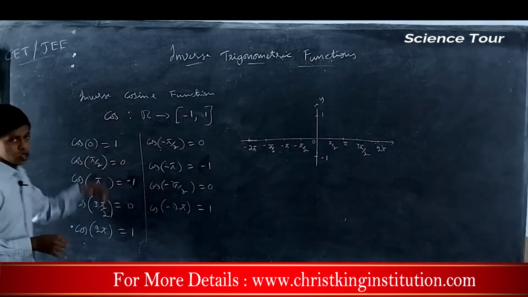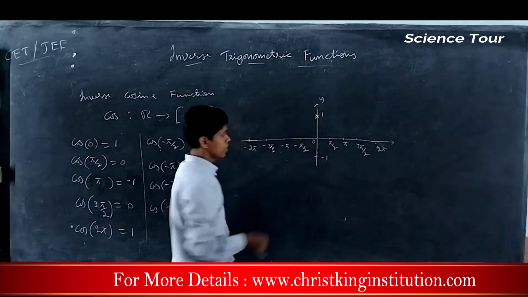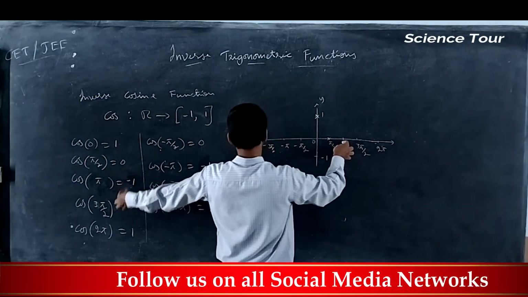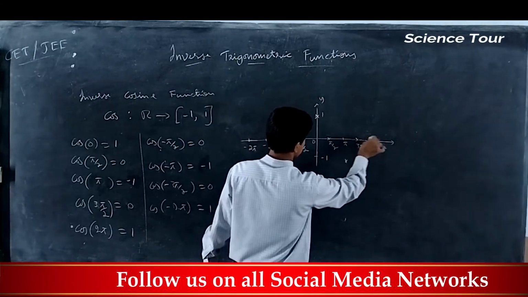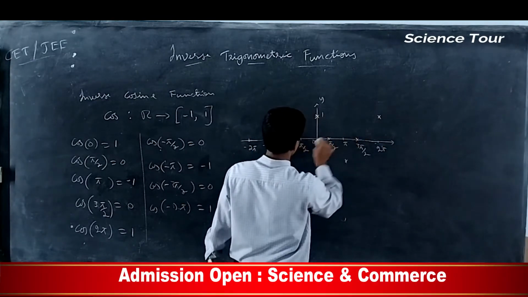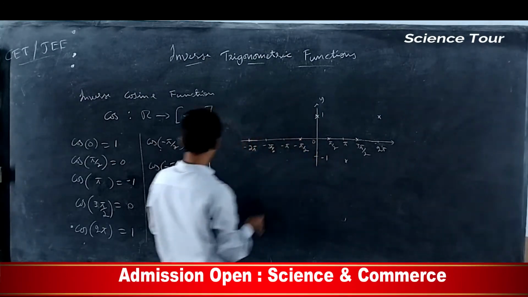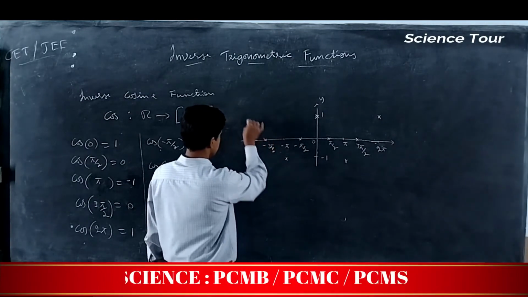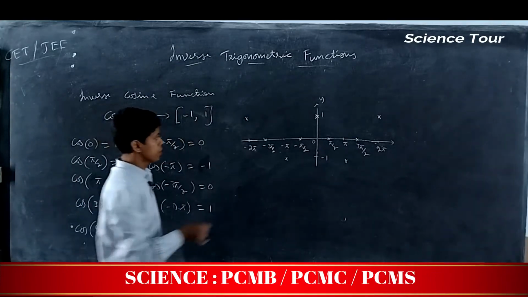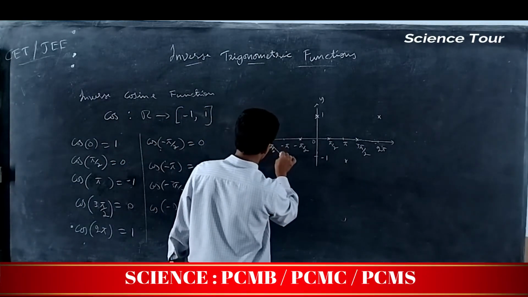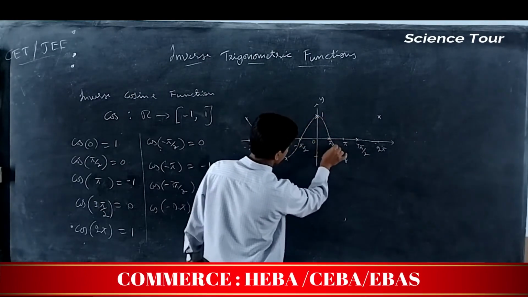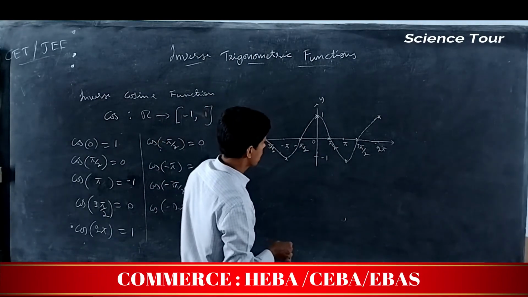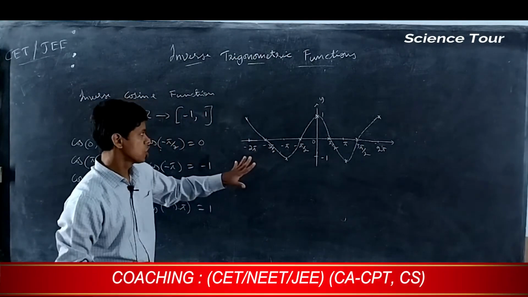Okay, quickly. So cos 0 is 1. So for cos 0 you get 1. Cos 90 will be 0, and cos pi is minus 1 here, and this will be 0, and 2 pi is 1 again. Okay, so cos of minus 90 is 0, cos of minus pi is minus 1 here, and this will be 0, and this is 1. Right, so the graph will be like this. Now this is a cosine function.